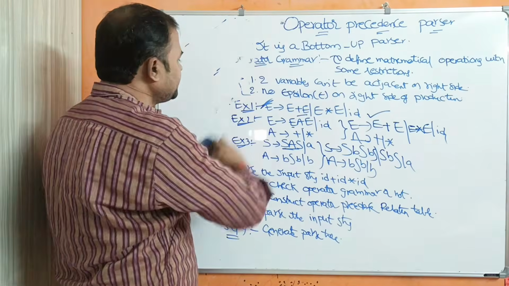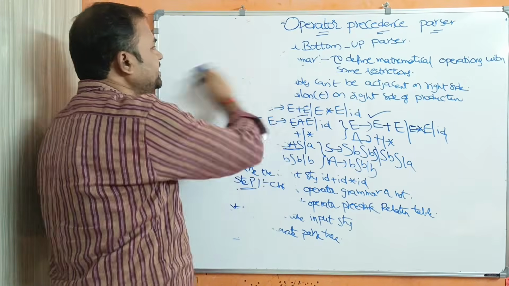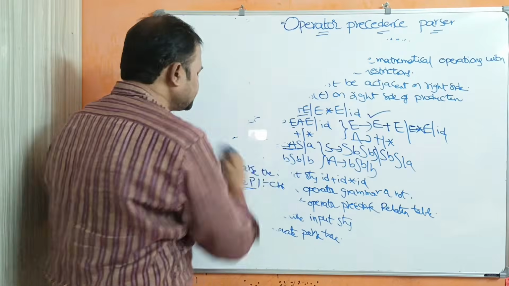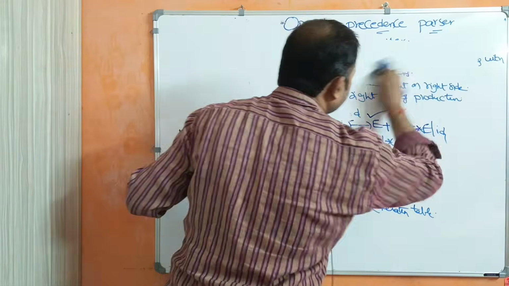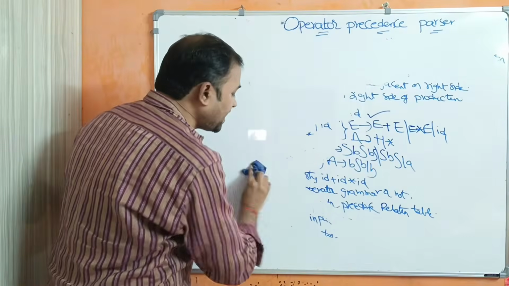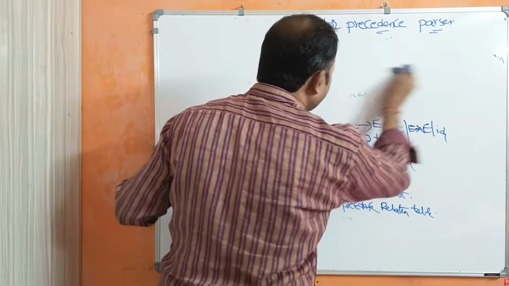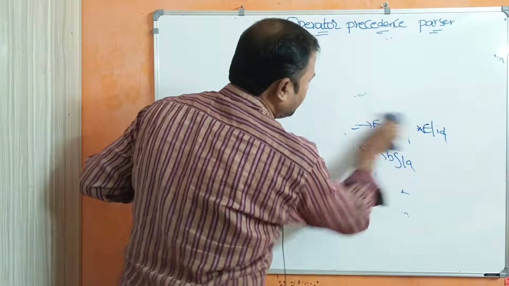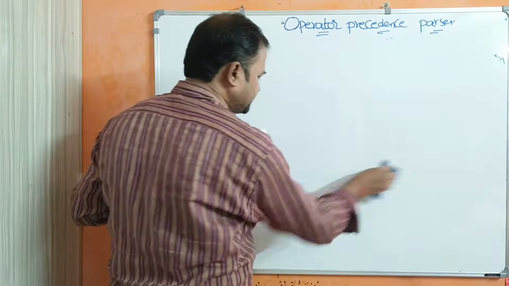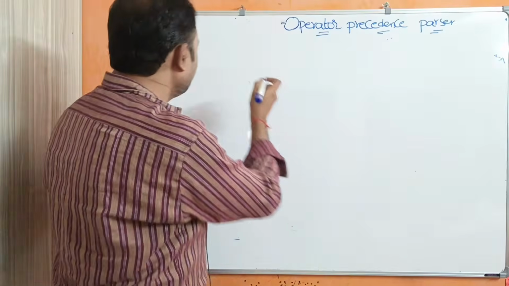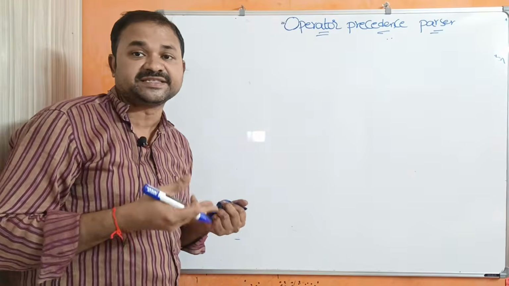So what is the grammar here? E produces E plus E or E star E or ID. For this grammar, we have to construct the parse tree. So first we need to check whether the grammar is operator grammar or not. If it is not operator grammar, then we need to convert that non-operator grammar into the operator grammar. But in this example, operator grammar is given, so there is no problem. So what is the next step here? We have to construct operator precedence relation table.